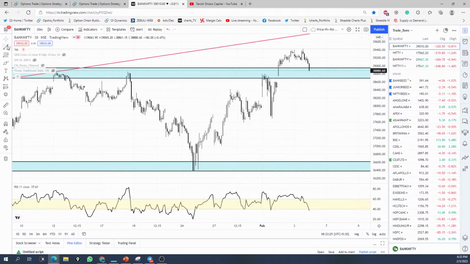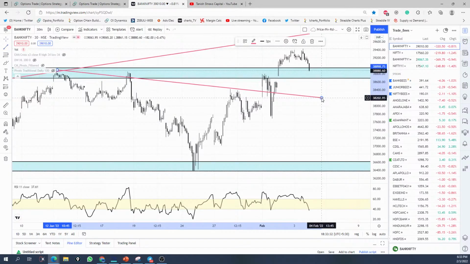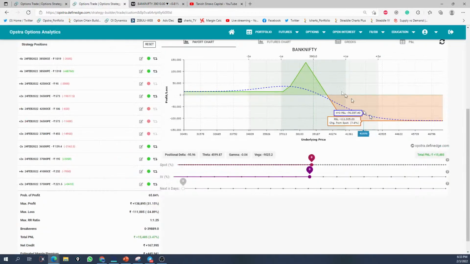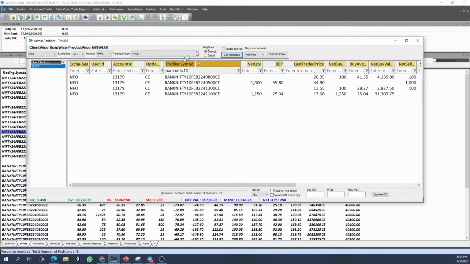Assuming this is a kind of channel or whatever it is trying to make, I'm expecting it to retest at this place, and at that time we will see based on the data how this is going. Accordingly I will manage this position, or else right now it is still running with 3.4 percent of deployed capital.